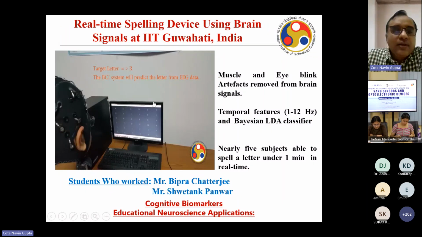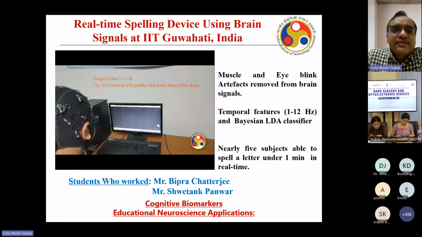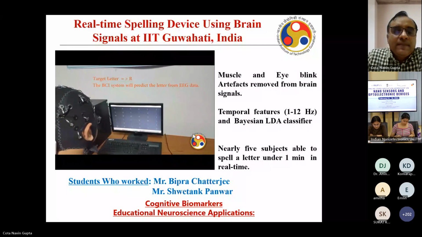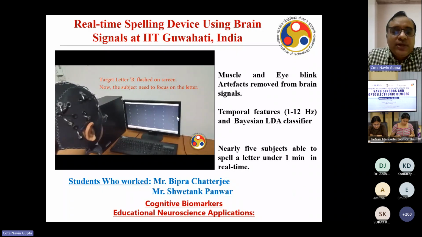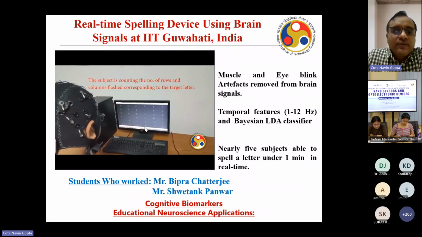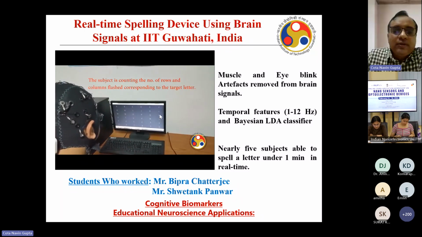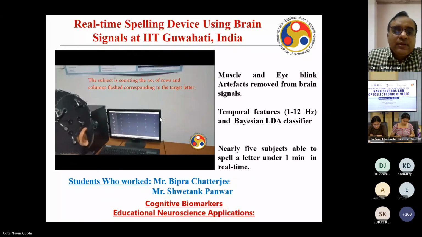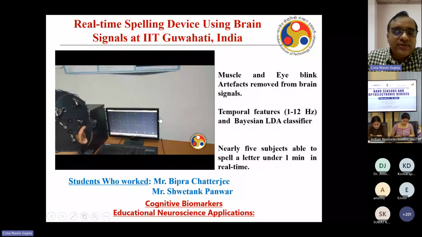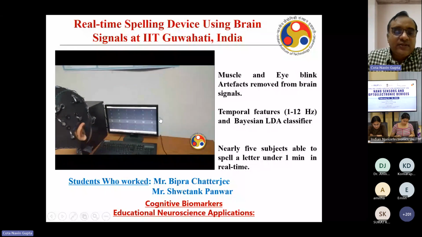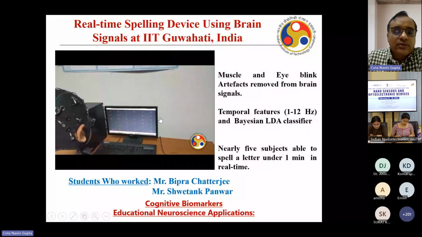So the target letter is R. R is first displayed. You can see the R is displayed over here, and there's going to be flashes of rows and columns. Whenever the row or the column where R is present flashes, the subject counts that in his mind. And because he's focusing on the letter R, there's going to be a P300 potential, which is evoked 300 milliseconds after the flashing of the row or the column corresponding to R.